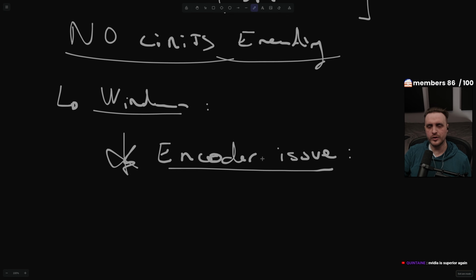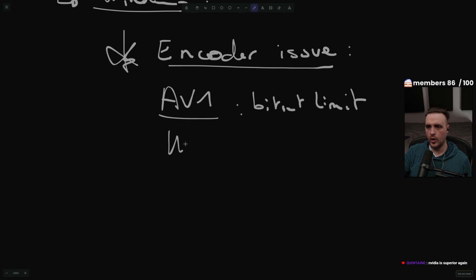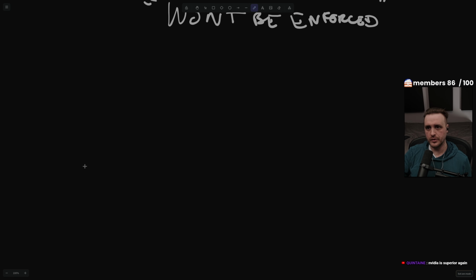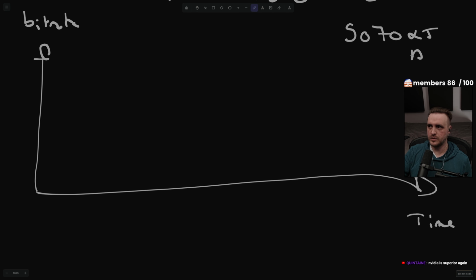There is straight up an encoder issue. So if you encode with AV1, your bitrate limit won't be enforced. That's the first issue. Okay, so to give you an idea, I'm gonna make a little graph for you there. This is the time of encode, and this is the bitrate on a 9070 XT AV1 encoding. So here you have like 10K, here you have like 20K, and here you have 30K, okay?